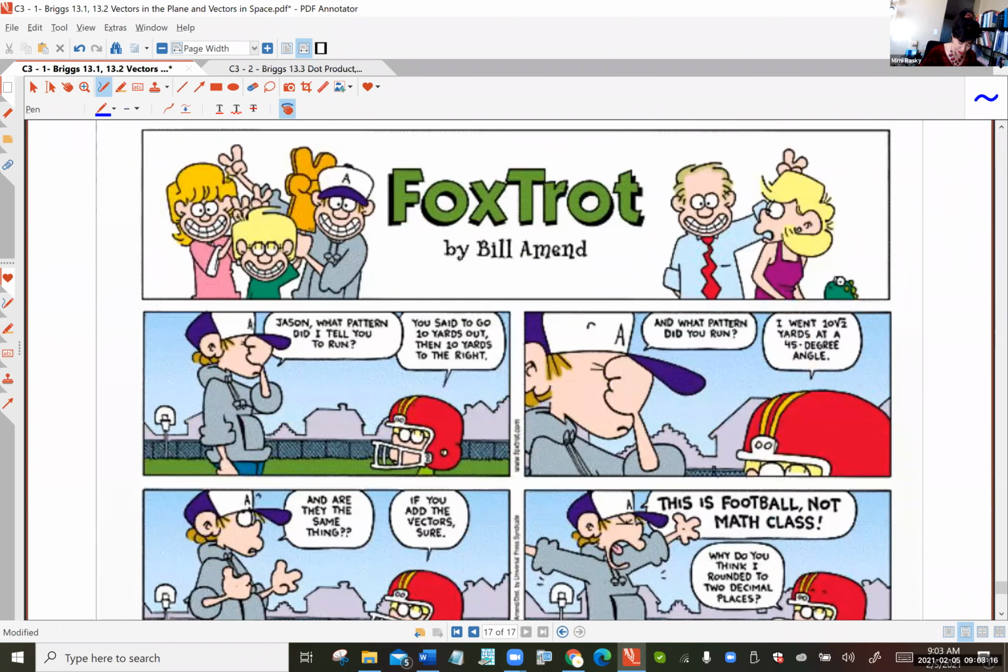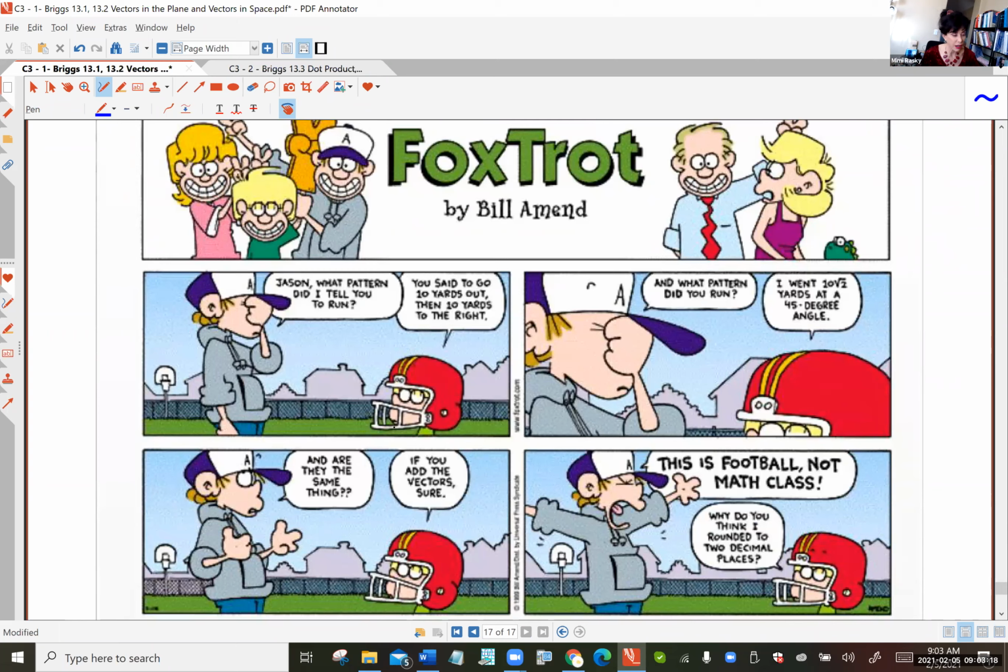Okay, now for a cartoon. I love this cartoon I saw a few years back because you have to know vectors to even understand it.